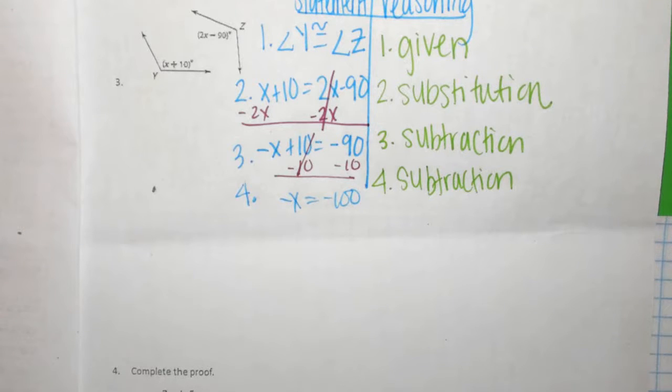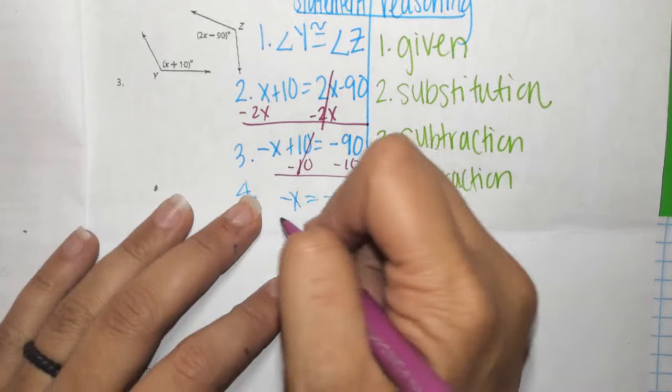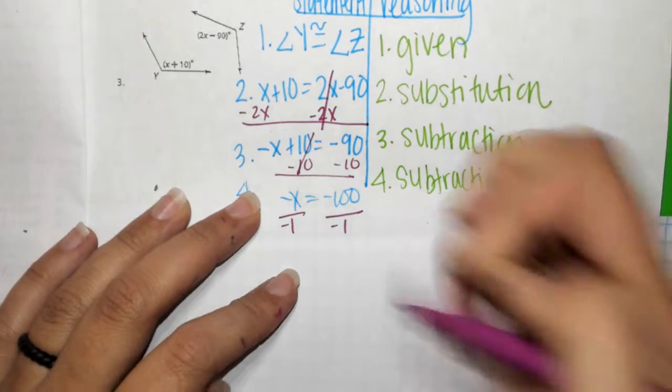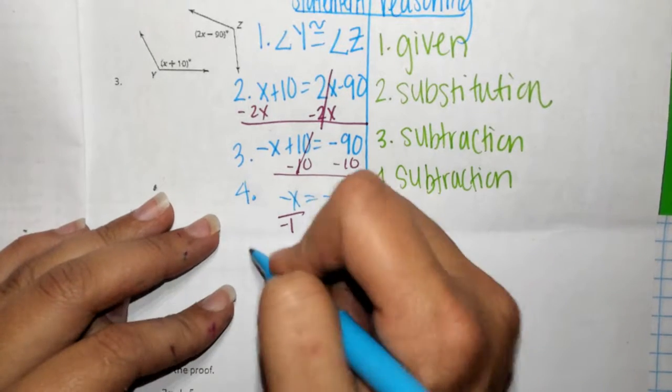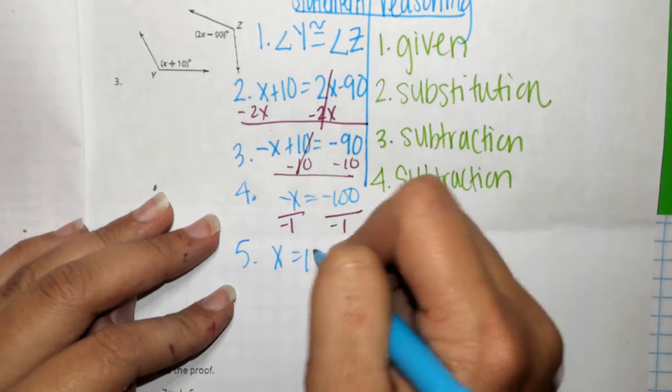Okay. What do I need to do from here? Thank you, sweet baby Jesus in heaven. We're dividing by negative 1. It's positive.